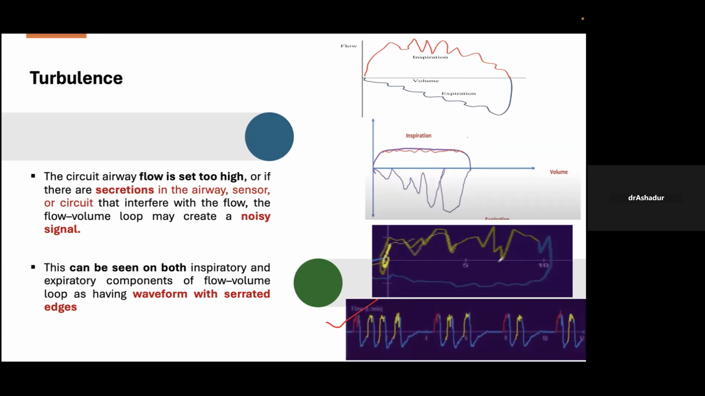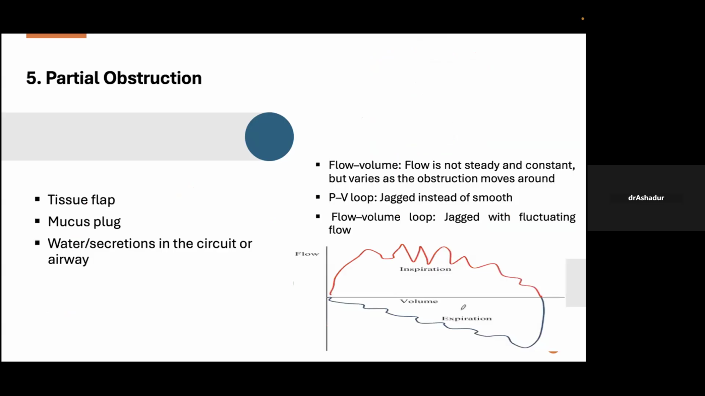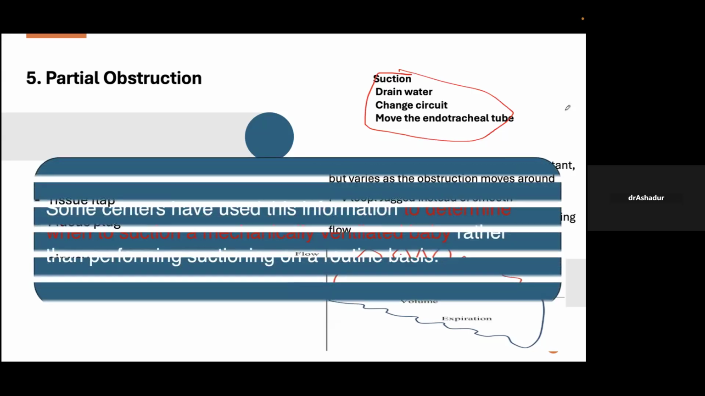So even if you don't look at the loops and you find something like this in the flow time graphs, that could mean there is excessive secretion. Change the circuit or move the endotracheal tube. So we need to look at all these things, but if we see this sort of picture, we know that yes, there is some sort of an obstruction.